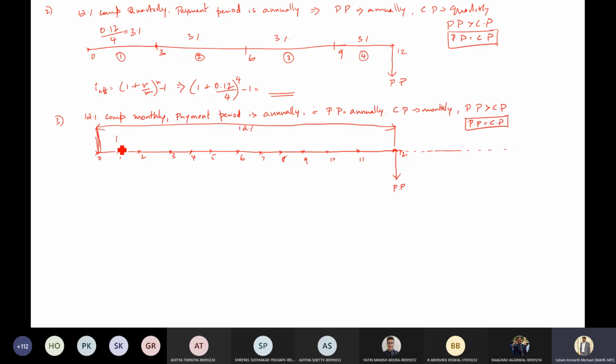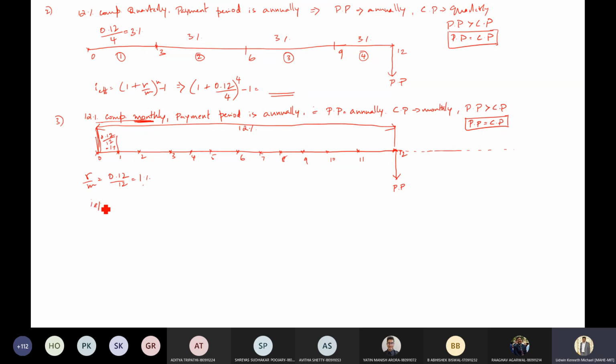So if you see here, interest rate is given as 12% compounded monthly. This is important. 12% is for the full year. Compounding is on a monthly basis. So 0.12 divided by 12, what you get is nothing but 1%. So your R by M is equal to 0.12 by 12, which is 1%.